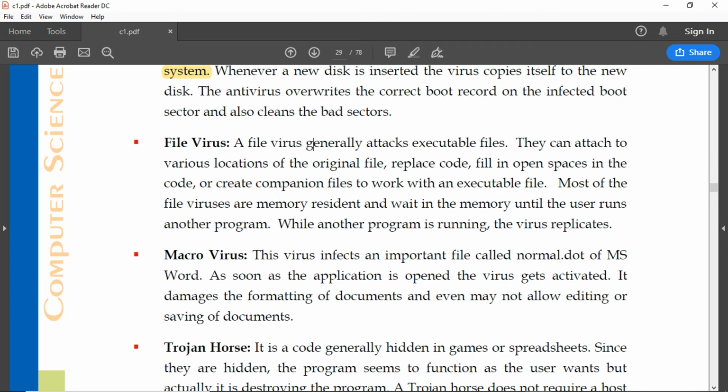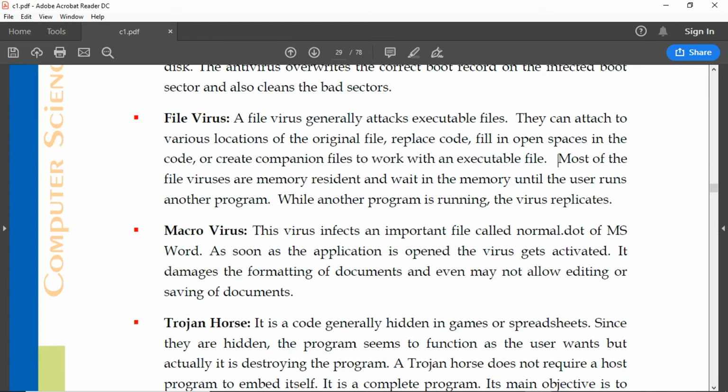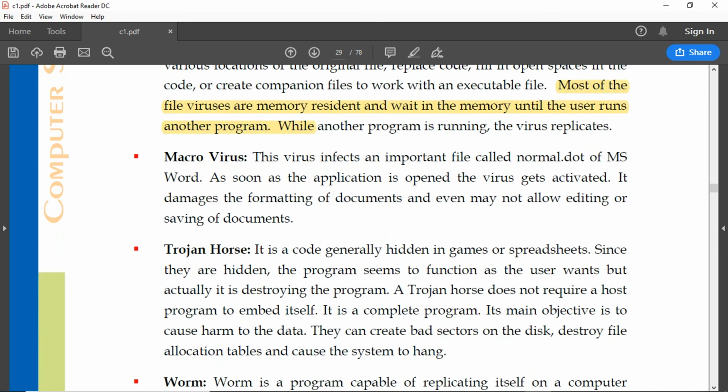File virus. A file virus generally attacks executable files. They can attach to various locations of the original file, replace code, fill in open spaces in the code, or create companion files to work with an executable file. Most of the file viruses are memory resident and wait in the memory until the user runs another program. While another program is running, the virus replicates.